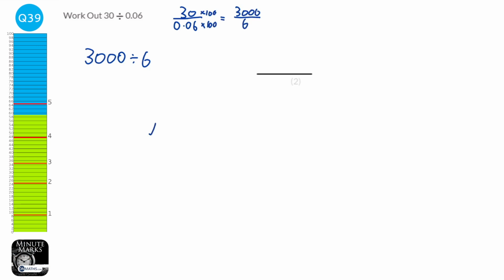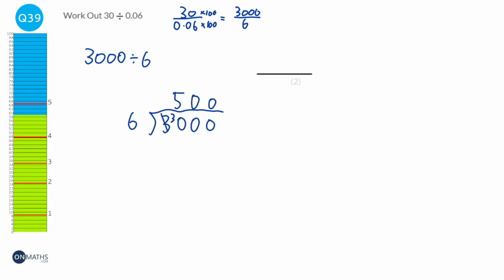So we're going to use the bus stop method to find out what that is. So we're going to divide that out. 6 doesn't go into 3, so carry that. 6 into 30 goes 5, 6 into 0, 6 into 0. So that's going to be 500.